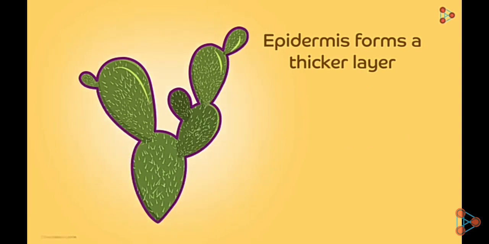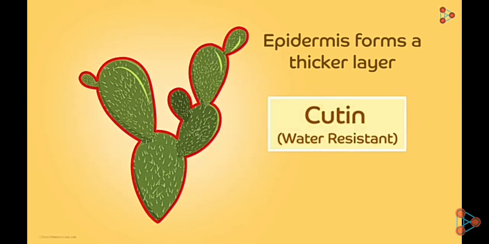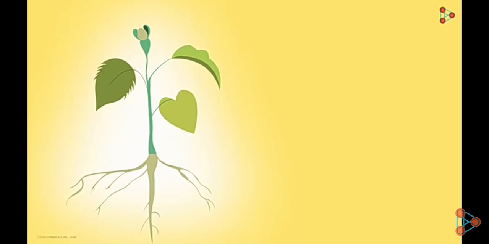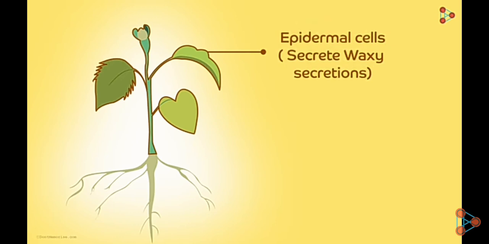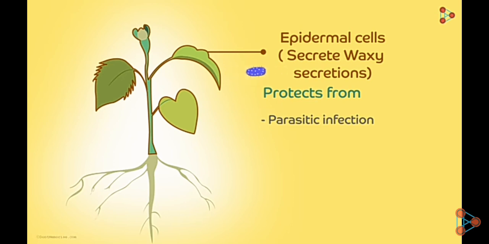In fact, plants growing in desert have a thick layer called cutin in their epidermal cells, which prevents water loss to the maximum extent. On the other hand, in terrestrial plants, usually the aerial parts have epidermal cells specialized in waxy secretions, and it helps in numerous ways, like preventing parasitic infection, protection against mechanical injuries, and even loss of excessive water during high temperatures.